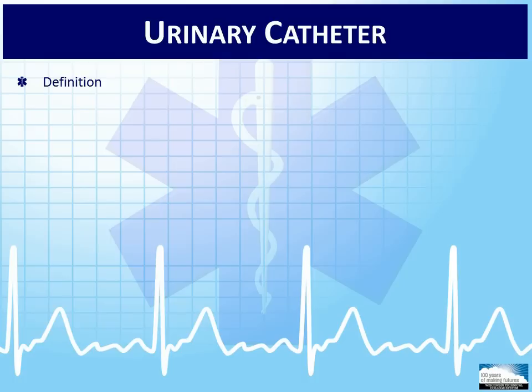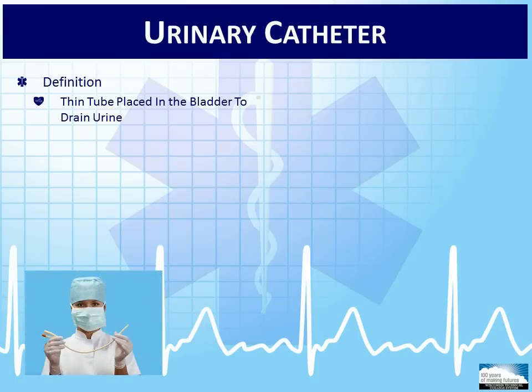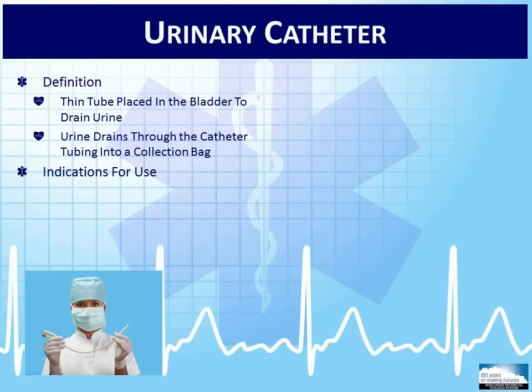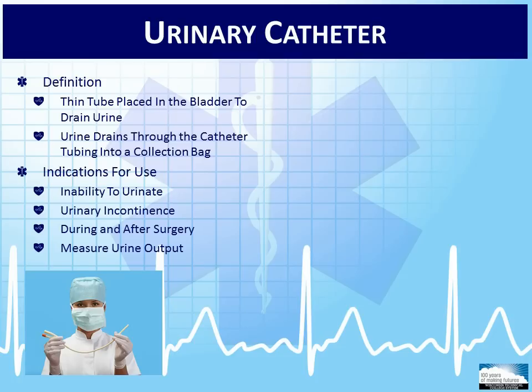Urinary catheters are thin tubes placed in the bladder to drain urine. The urine drains through the catheter tubing into a collection bag. Urinary catheters are used when patients cannot urinate on their own or suffer from urinary incontinence, leakage. They are also used during and after surgery and to measure urine output, which can be common for a patient in the intensive care setting.